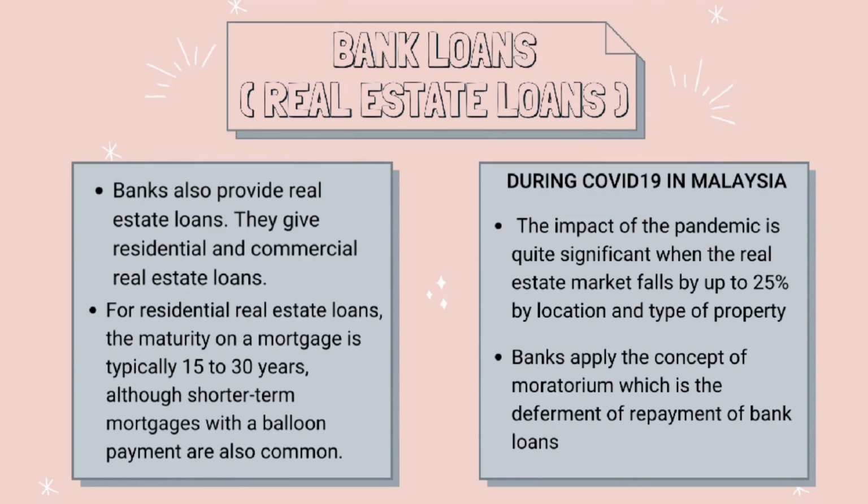And during COVID-19 in Malaysia, the impact of the pandemic is quite significant when the real estate market falls by up to 25% by location and type of property. So, banks apply the concept of moratorium, which is deferment of repayment of bank loans, to control and slow the collapse of the real estate market.